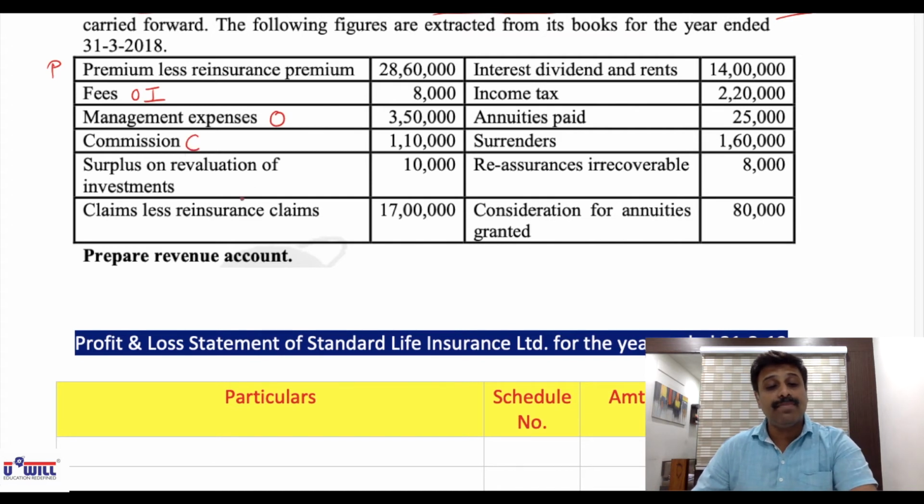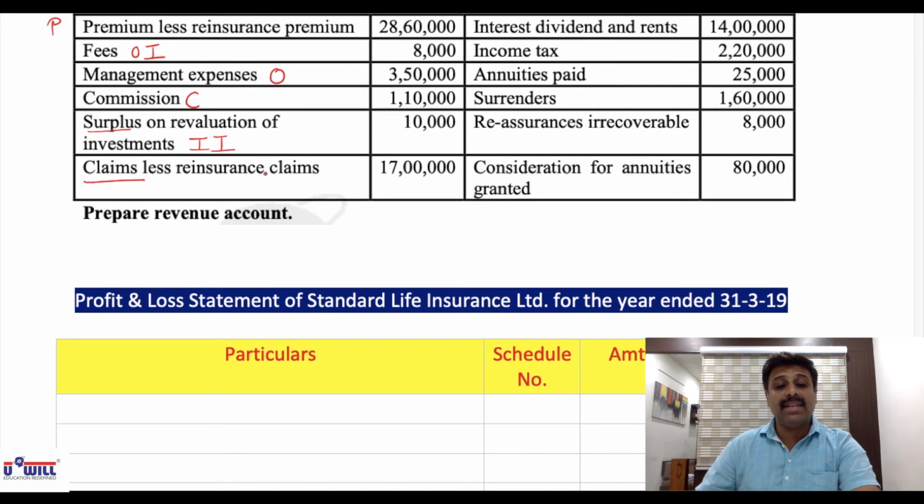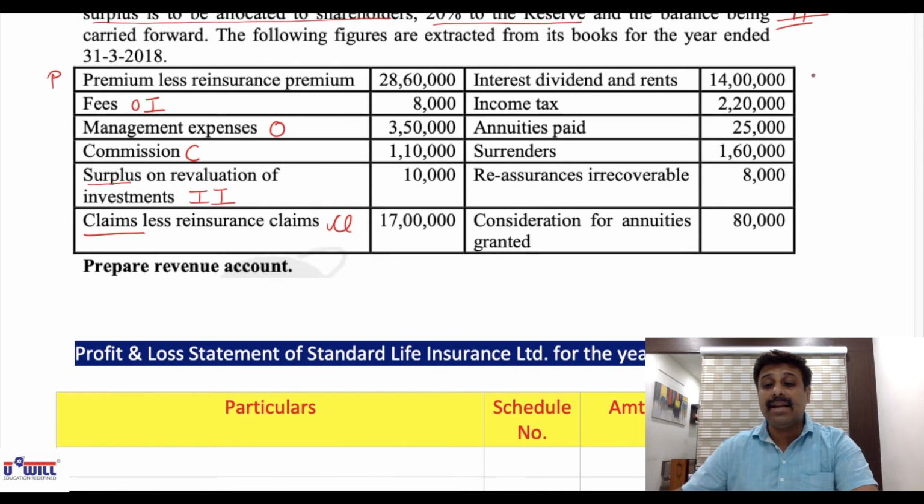Commission, so C. Surplus on revaluation of investments, so will add in investment income II. Claims less reinsurance claims will come in benefits paid, but we mark them as CL. Interest, dividend and rent, income from investment II. Income tax will come in provision for income tax PROV. Annuities paid claims CL. Surrenders claims CL.